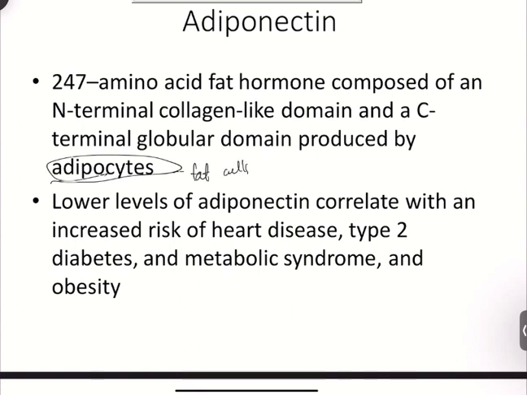Lower levels of adiponectin correlate with increased risk of heart disease, type 2 diabetes, and metabolic syndrome and obesity.